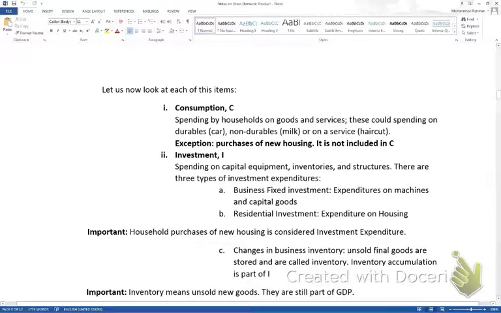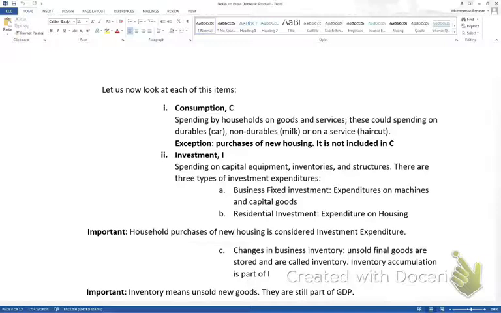Consumption, in many aspects, is the most important component of our GDP. Consumption, or C, is the spending by households on goods and services. This spending could be on various things, like durable goods such as a car, non-durable goods like milk, or a service like a haircut.